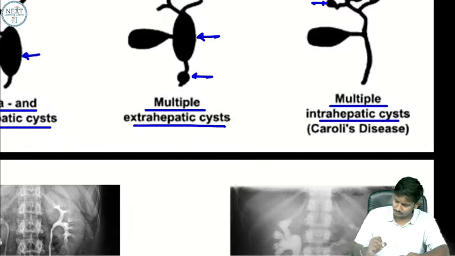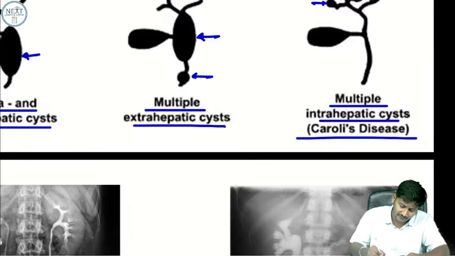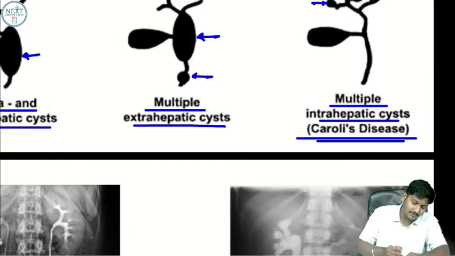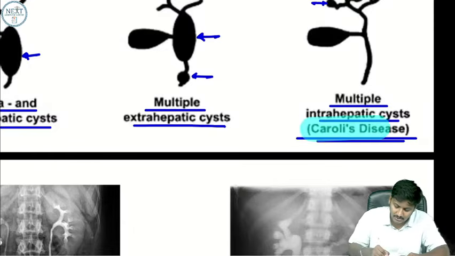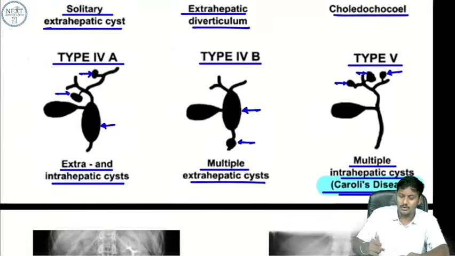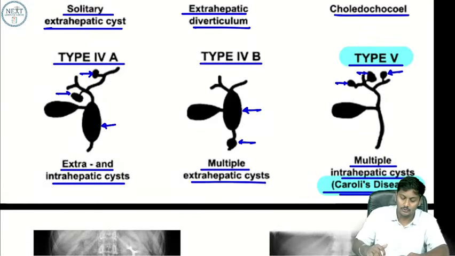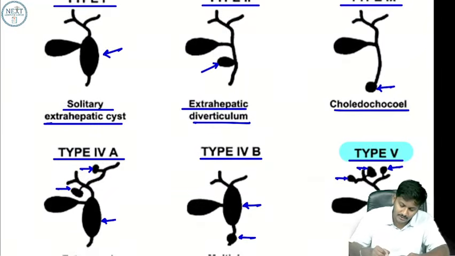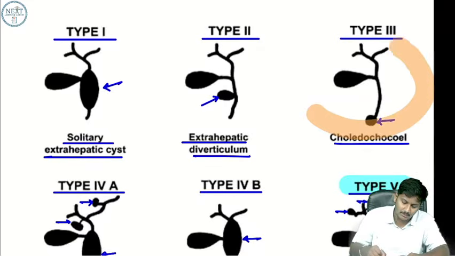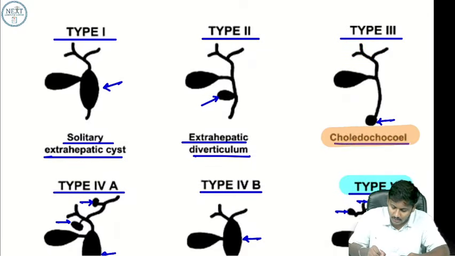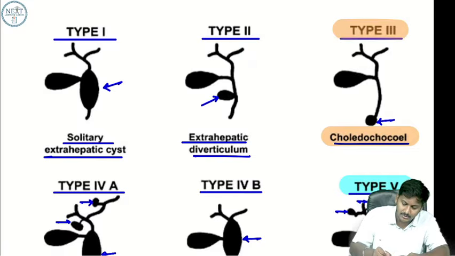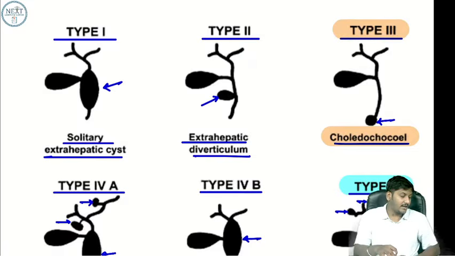And we know that type 5, or the multiple intrahepatic cyst, is also called Caroli's disease. That has been asked. They asked which type of choledochal cyst Caroli's disease is. All of us are quite aware it is type 5 choledochal cyst. The second question they asked, this picture was given in the examination and they asked which type of choledochal cyst it is. So we know this is a choledochocele, which is nothing else but a type 3 choledochal cyst. That is important to be remembered.